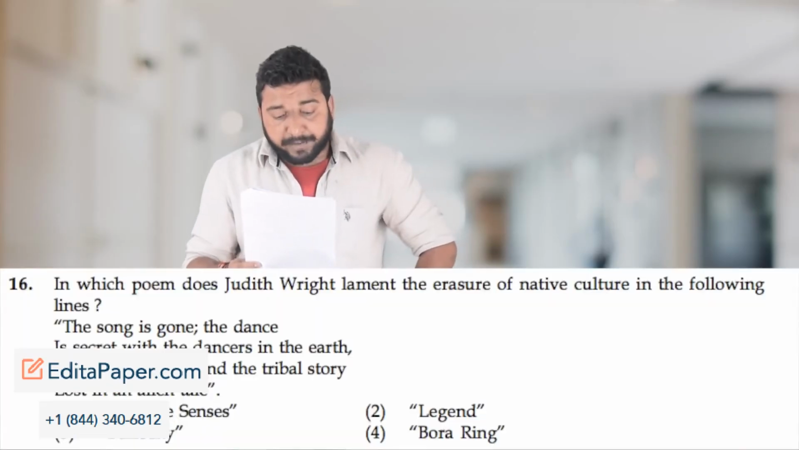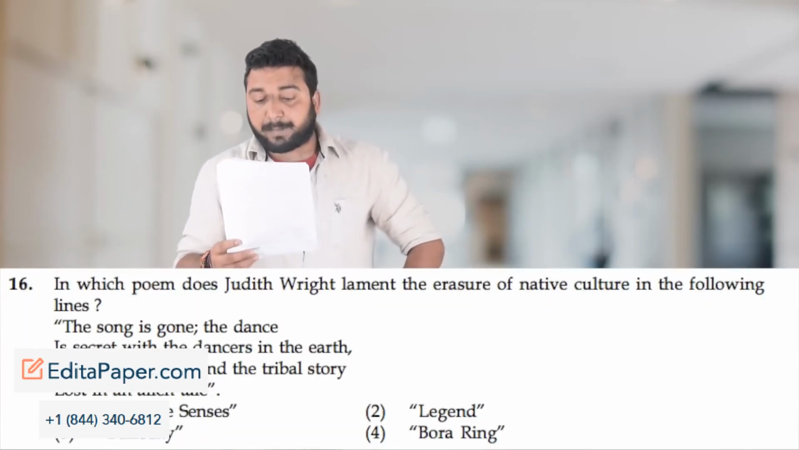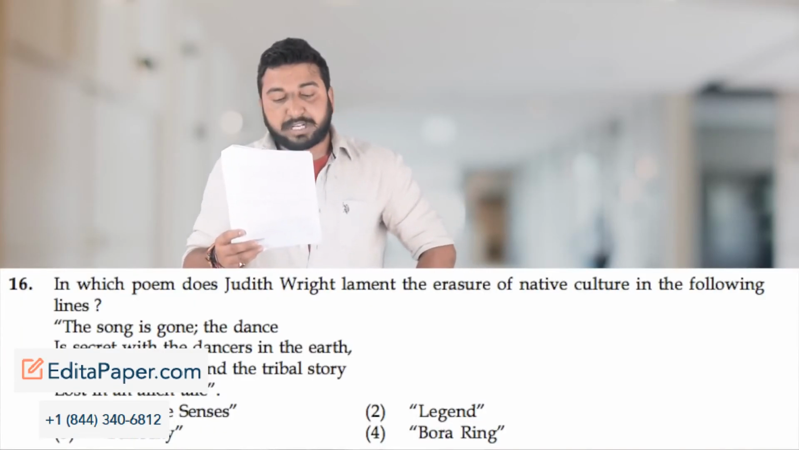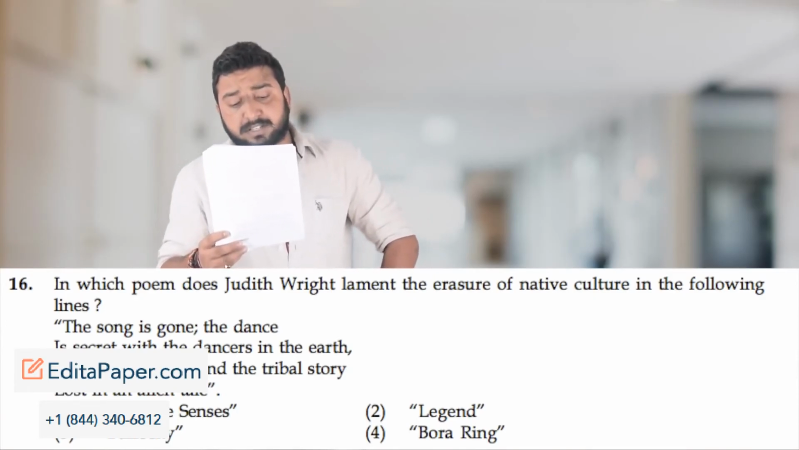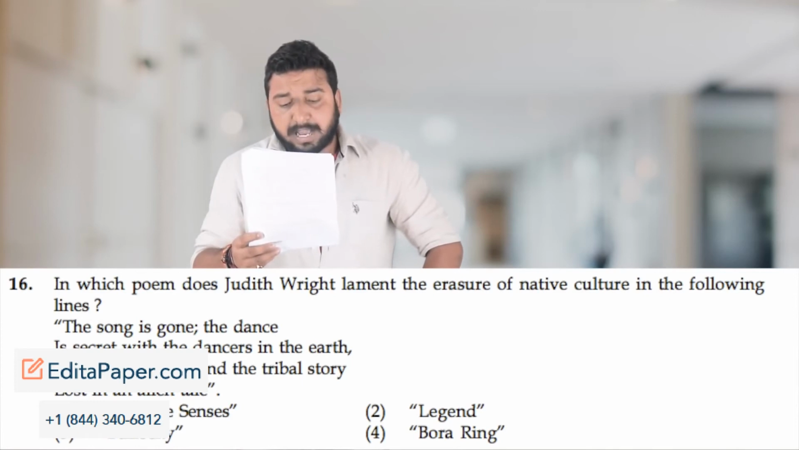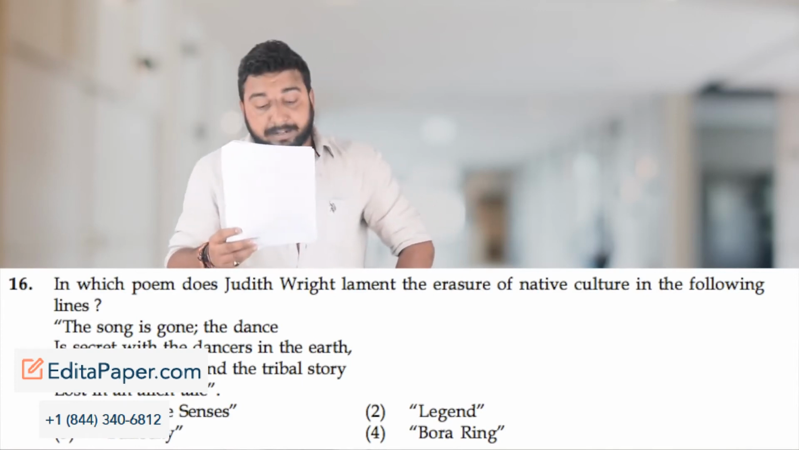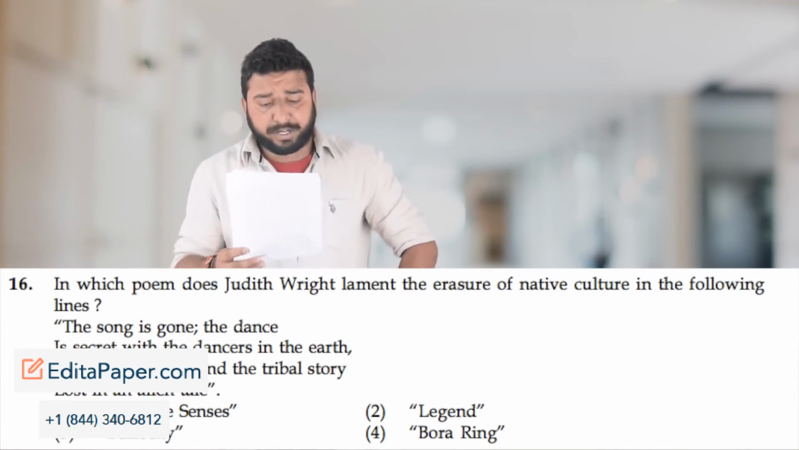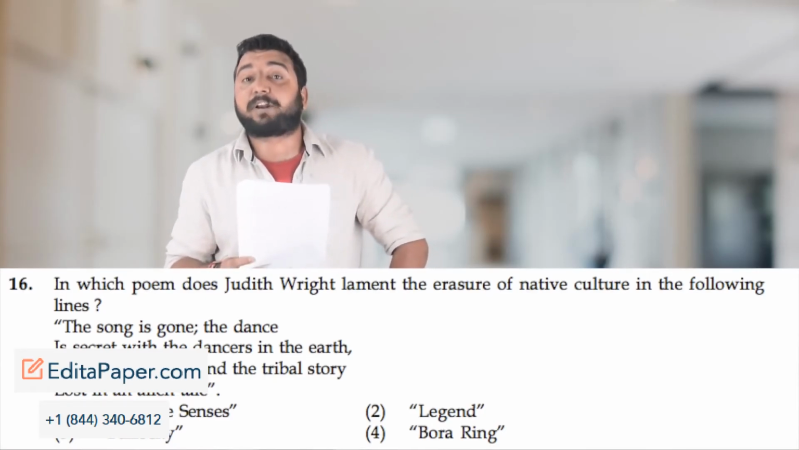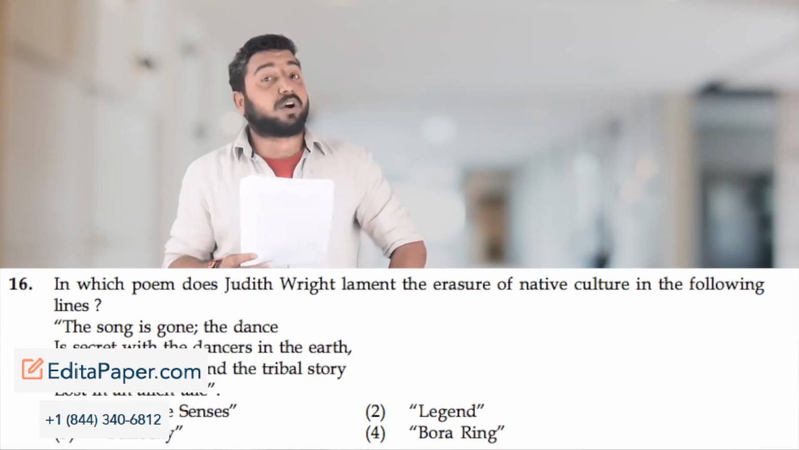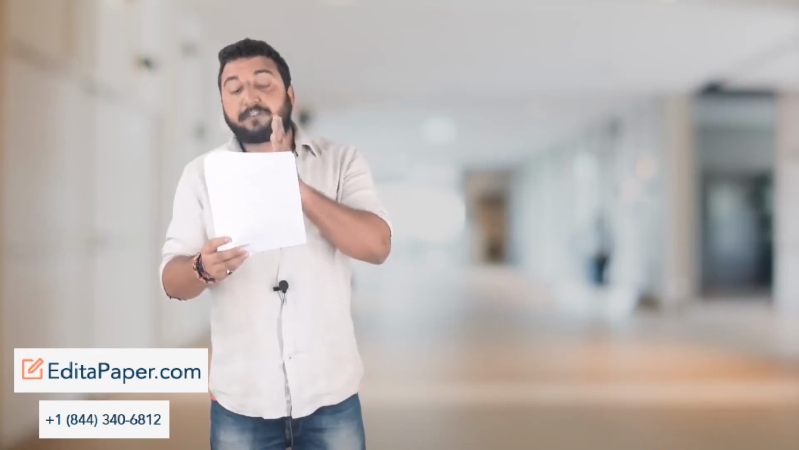Question number 16. In which poem does Judith Wright lament the erasure of native culture in the following lines? "The song is gone and the dance is secret with the dancers in the earth. The ritual useless and the tribal story." Well, I read that line for you actually. I don't need to have those lines because Judith Wright is a famous environmentalist of Australia. She talks about Aboriginal rights. She's an activist, and the line, when I read that lamentation of the erasure of native culture, it's actually Bora Ring.